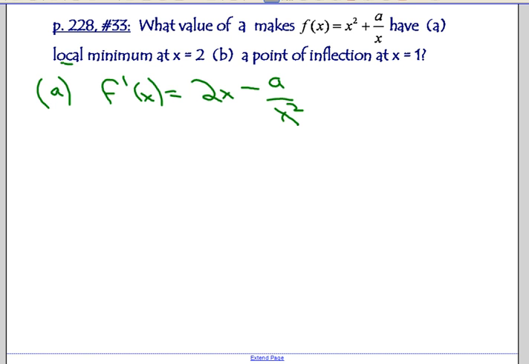Okay, we would like this derivative to be 0 or undefined to have a critical point, because we know there's mins and maxes at critical points or at endpoints. We're not talking about endpoints for this function, and so we're looking for the critical points. So our derivative, we set it equal to 0. There's no value of a you can choose that will make our function undefined at 2. So we have our derivative equal to 0.